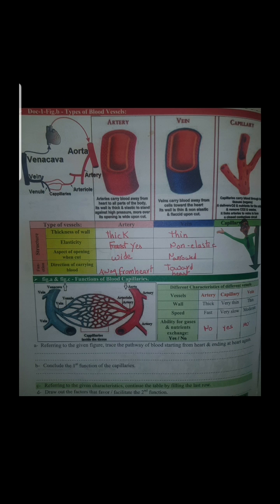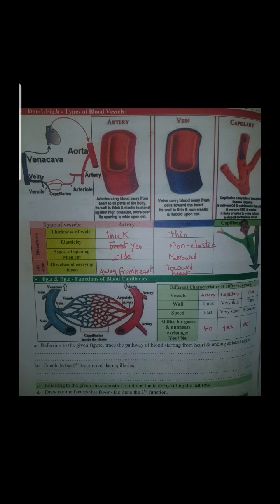For example, the arteries' characteristics. You need to know that they have a thick wall, they are very elastic, they have a wide opening, and they carry the blood from the heart to body organs. I have two examples: the aorta, which carries the blood from the heart to all body organs, and the pulmonary artery. Also, I have the veins. The veins are very thin, non-elastic, very narrow, and they carry the blood from organs back to the heart, like the pulmonary veins or the superior and inferior vena cava.